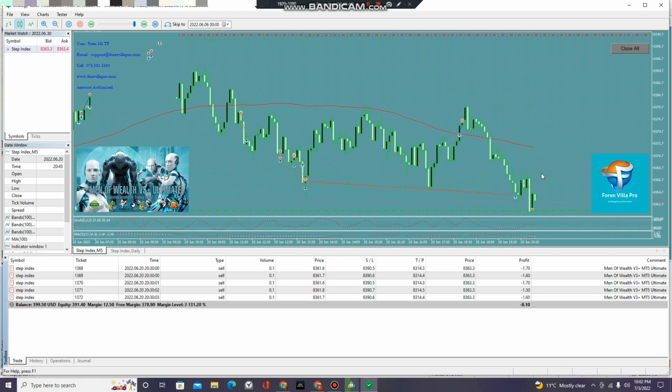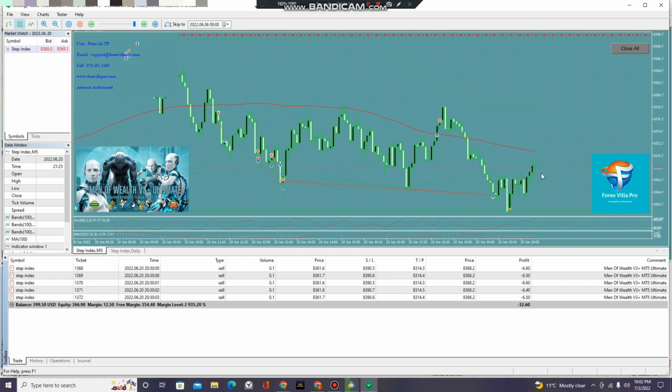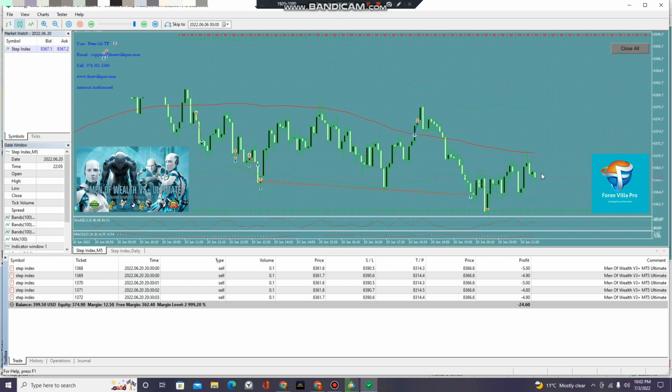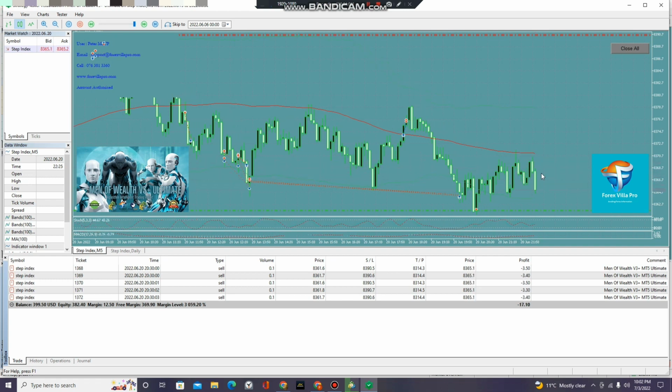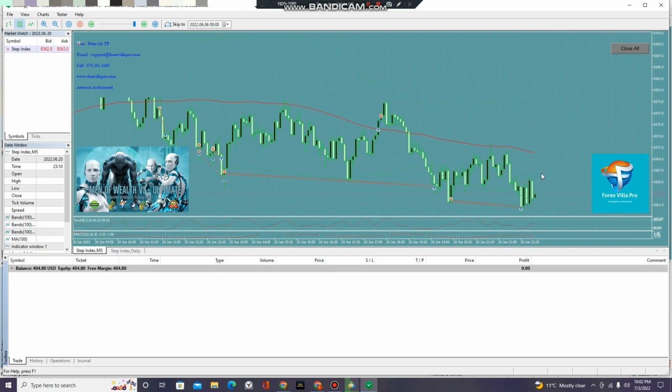This is what I like about the system, man. This is why I leave the hedging on. And now we're about to touch 400. If the sell that is open now goes into profit, we're touching 400 USD, guys. And we're at 404 USD.